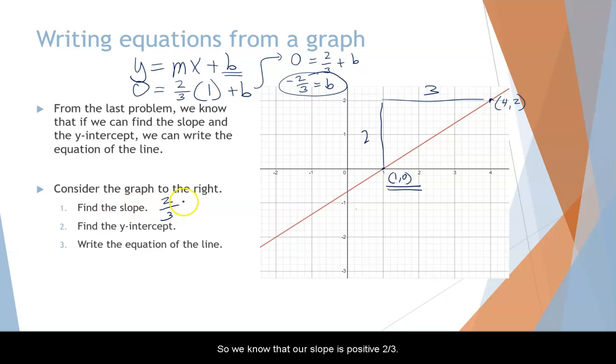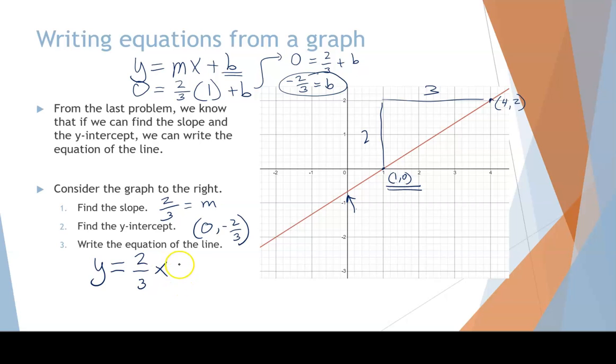So we know that our slope is positive 2/3. Our b value is negative 2/3, which means our y-intercept is at (0, -2/3), which we can double check on the graph. That certainly looks right. And now we can write the equation of the line. y equals 2/3 x plus b, which is negative 2/3.